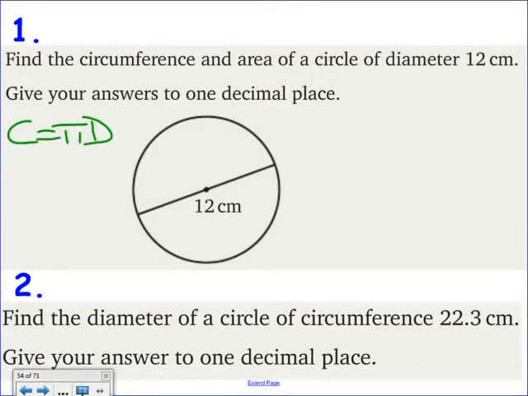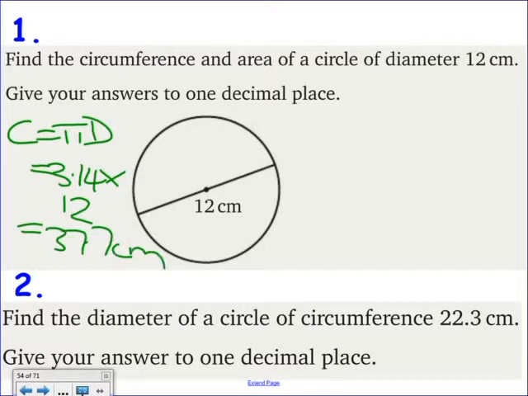Okay, so what do we know that we can fill in on this formula? I know pi is 3.14 and my diameter is 12. So the circumference of this particular circle is 37.7. Everyone get that to one decimal place. And that is centimetres, don't forget the units.